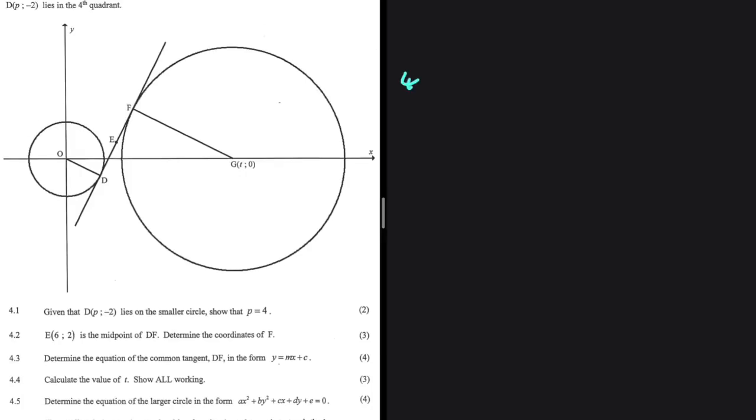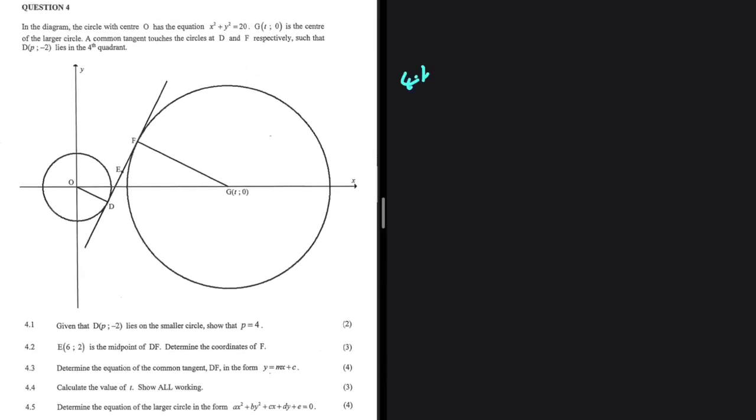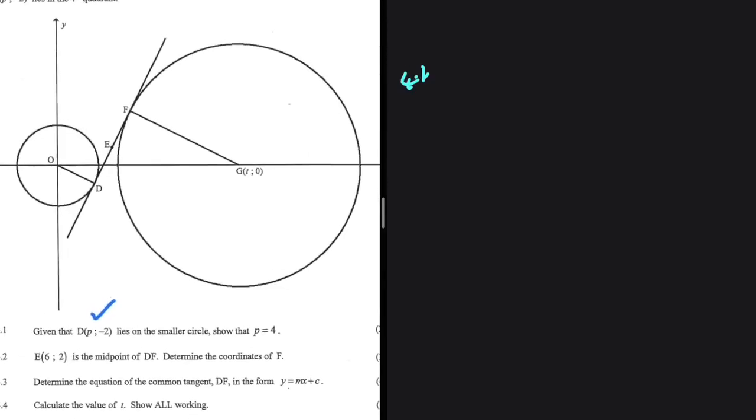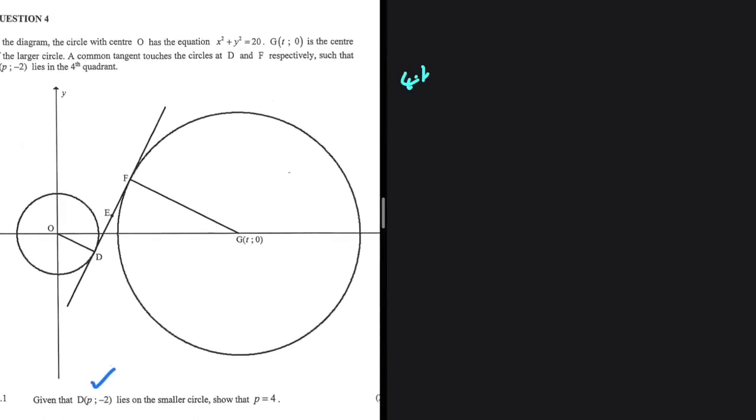Okay, let's start with 4.1. Given that D with coordinates (P, -2) lies on the smaller circle, show that P is equal to 4. We're given the equation of the smaller circle: x squared plus y squared is equal to 20. The value of x at point D is P. So if we substitute that, we have P squared plus (-2) squared is equal to 20.